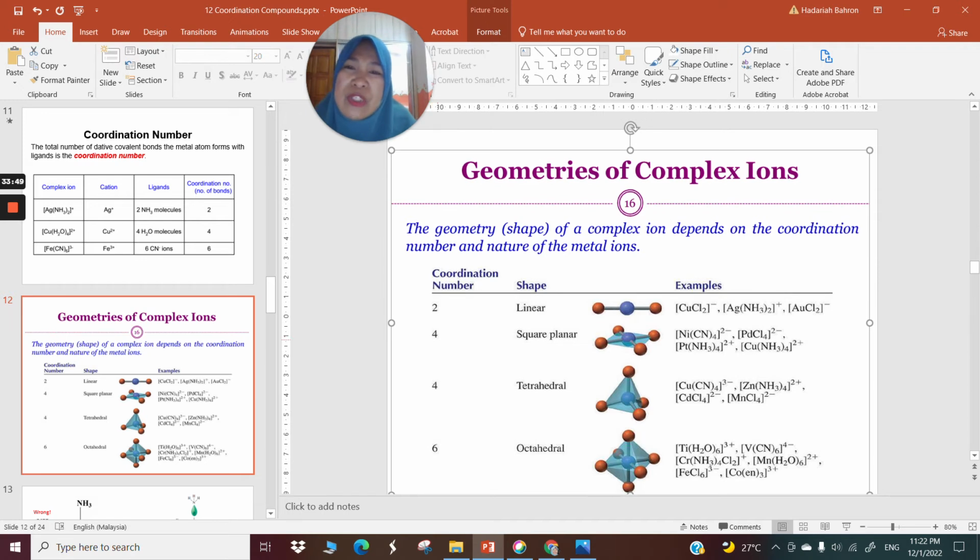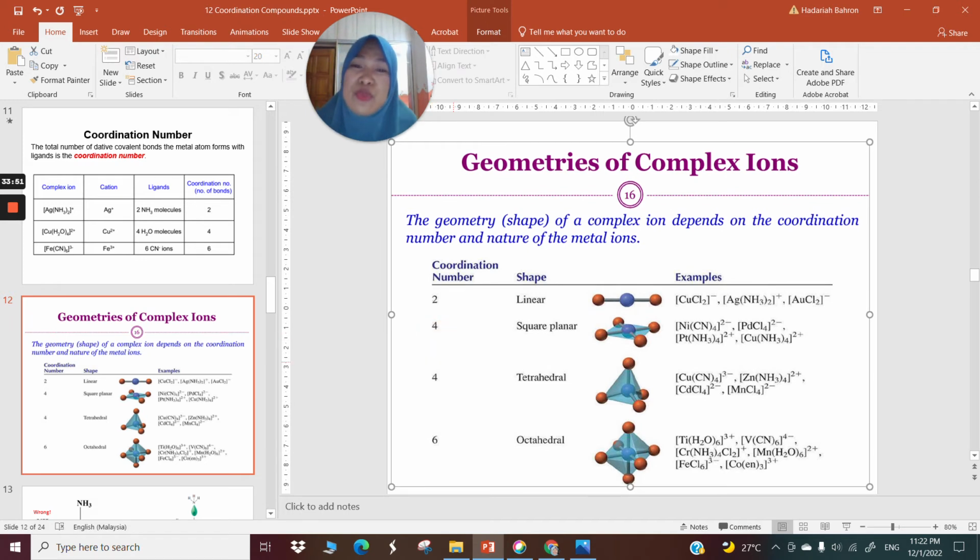But when you have a coordination number of 4, there are 2 possible geometries that you may get. You can have square planar, you can also have tetrahedral. When do you get square planar? When do you get tetrahedral? That will be more clear when we discuss crystal field splitting. Never mind about that. Just take it for now.